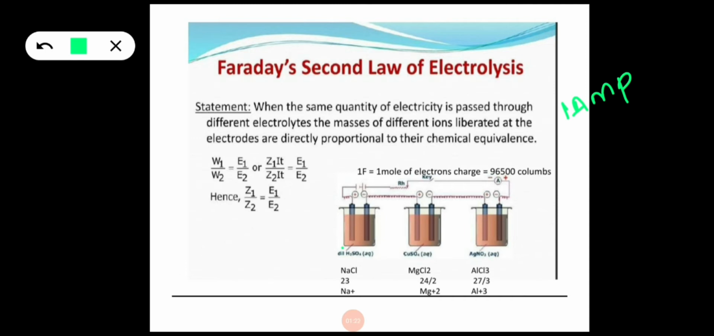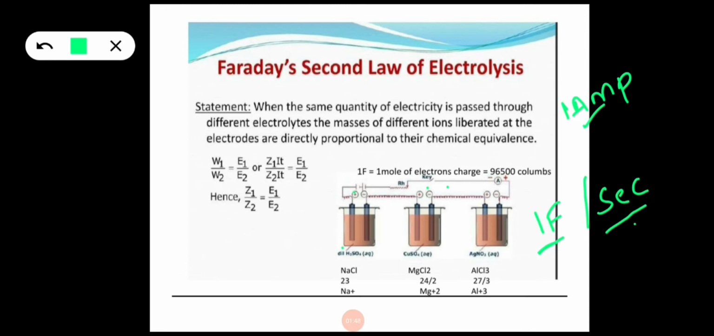1 ampere current means 1 Faraday of charge is made to pass through an electrolytic cell for 1 second. If 1 Faraday of charge is made to pass through a solution for 1 second, we call it 1 ampere of current. 1 Faraday of charge contains 1 mole of electrons' charge.